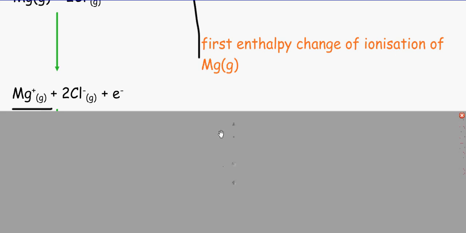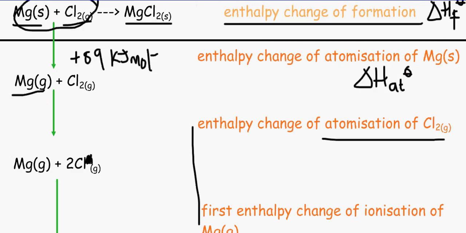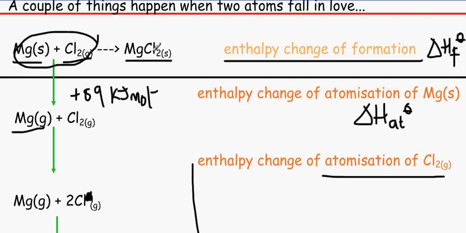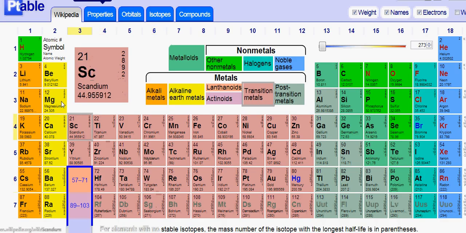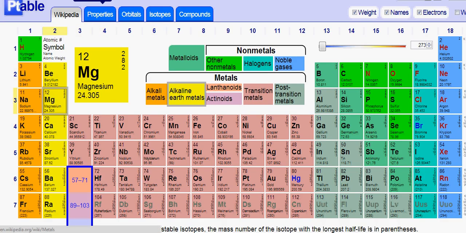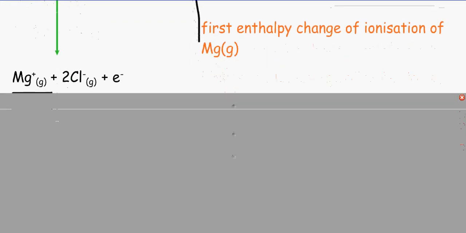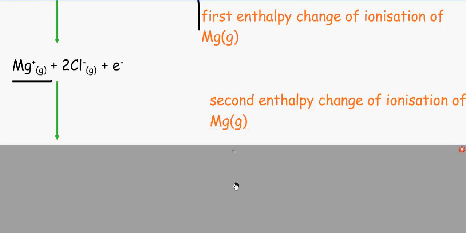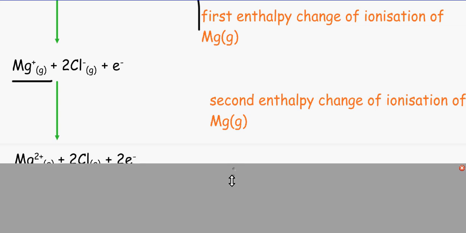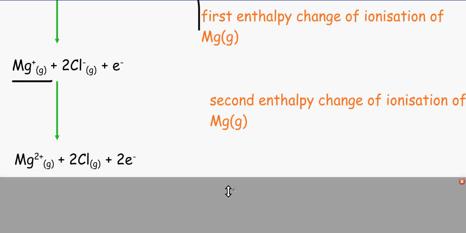Now, over here we have 2 chlorine atoms and 1 magnesium. So magnesium, when it separates, needs to make a 2+ ion. If we look at the table over here, it's in group 2, so it's going to form a 2+ ion. That means we need a second enthalpy change of ionization. So we take another electron from the 1 mole of gaseous 1+ ions to make 1 mole of gaseous 2+ ions, with the 2 electrons over there.